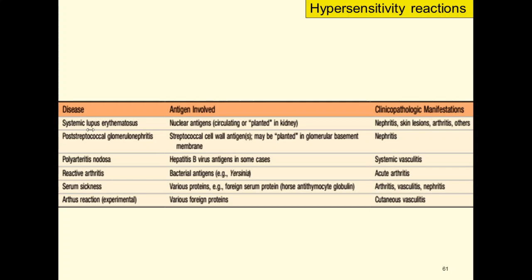So, classically, SLE, systemic lupus erythematosus. This is one of the most common questions in your MCQ, so just memorize. Systemic lupus erythematosus is third type of hypersensitivity. Next one, poststreptococcal glomerulonephritis. This is very common and very tricky question. What's going on? What does it mean, poststreptococcal?